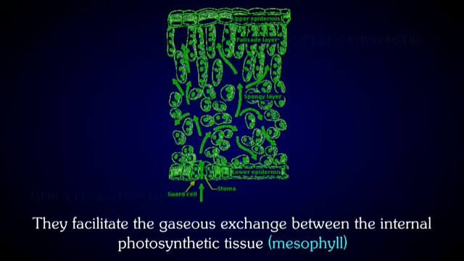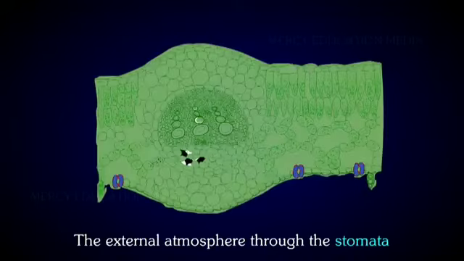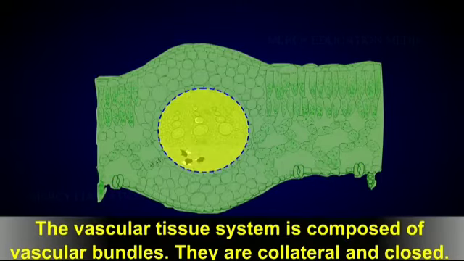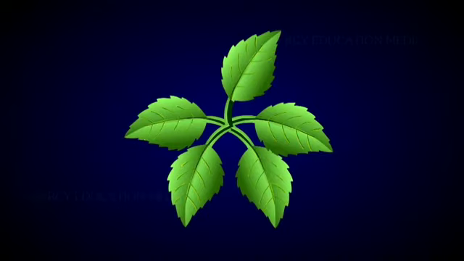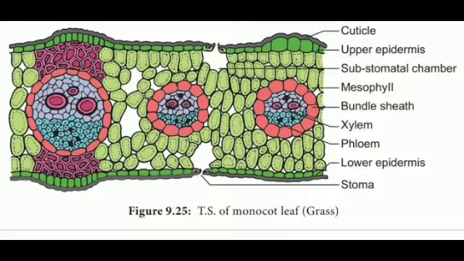Next, vascular bundle. The vascular bundle of the midrib is larger. Vascular bundles are conjoint, collateral and closed. Each vascular bundle is surrounded by a sheath of parenchymatous cells called bundle sheath.